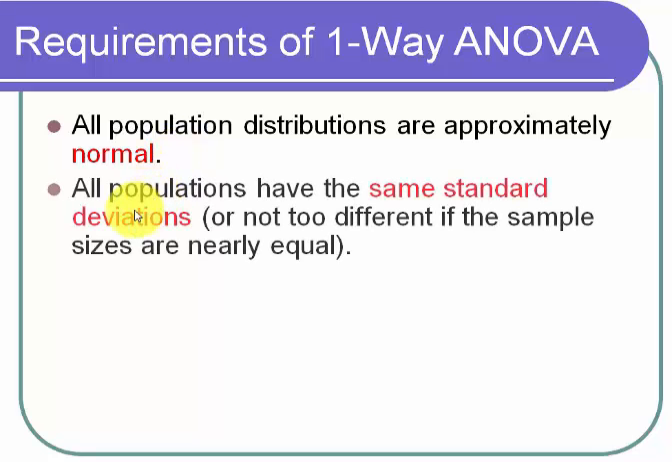The next requirement is that all populations have the same standard deviation, or at least not too different if the sample sizes are nearly equal. I will not get into the details on how to check either of these two requirements, but I want you to be aware that you shouldn't just use ANOVA for really important research unless you've taken another statistics class and you understand how to check that these two assumptions are true.